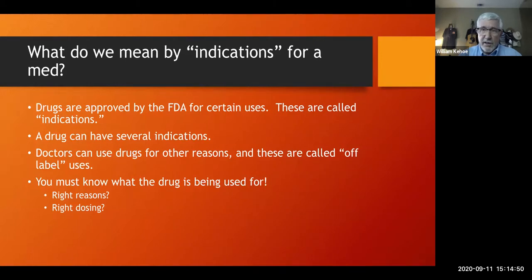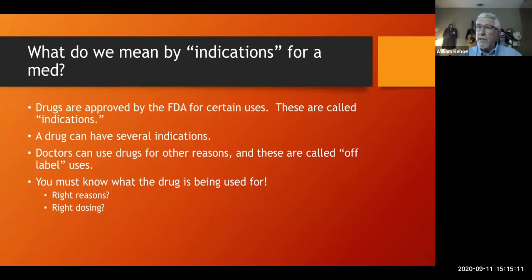Now, as I said, I don't expect you to be prescribers, but I would expect you to take a quick look at patients' medications and be able to know this drug is probably for this kind of situation. Is this a reasonable dose or whatever? But again, I'm not expecting you to be the prescriber on this. I'm just saying it's a good idea to know what they're for.